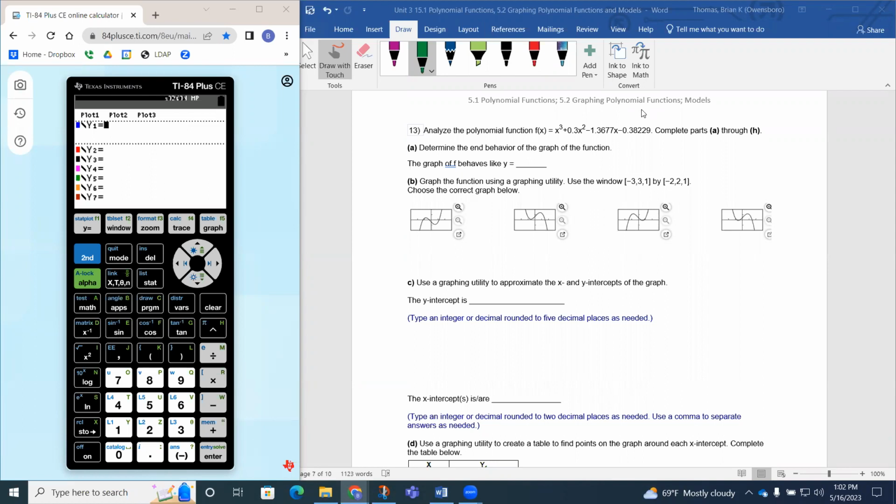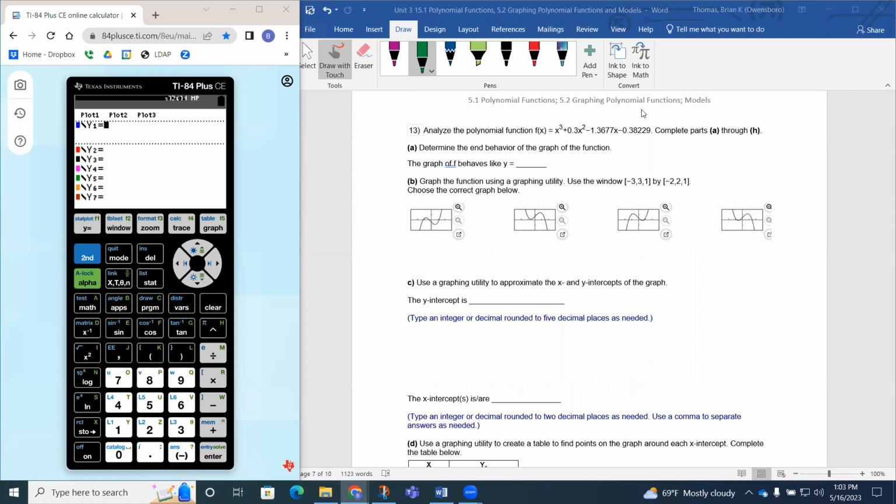So question 13 says, analyze the polynomial function x cubed plus 0.3x squared minus 1.3677x minus 0.38229. So it has some strange little coefficients and constants. So determine the end behavior of the function.